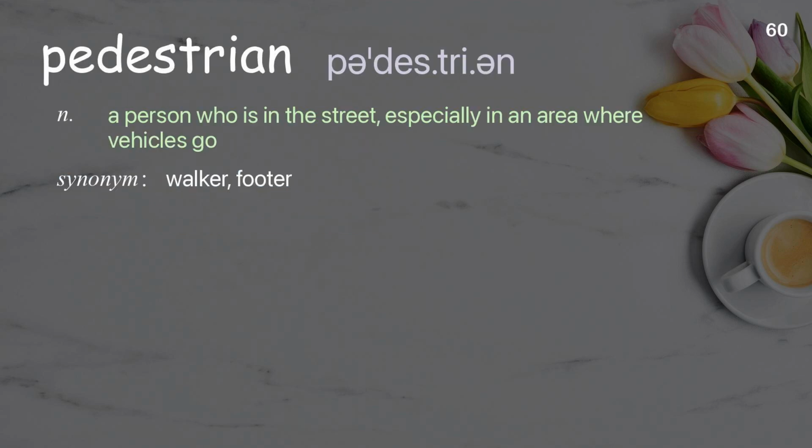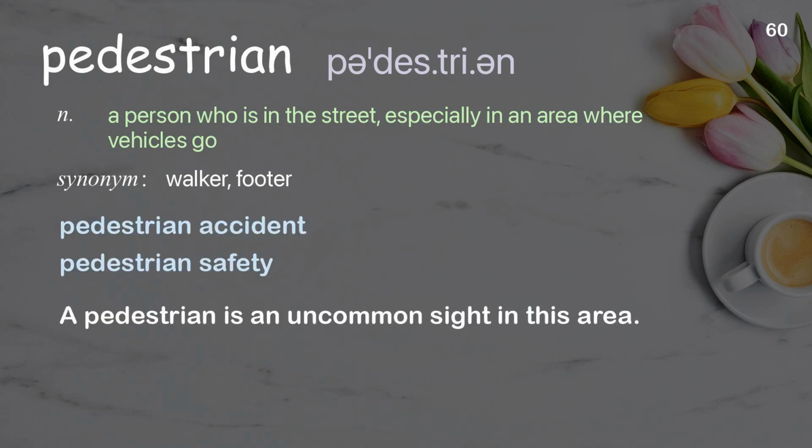Pedestrian. A person who is in the street, especially in an area where vehicles go. Examples: Pedestrian accident. Pedestrian safety. A pedestrian is an uncommon sight in this area.